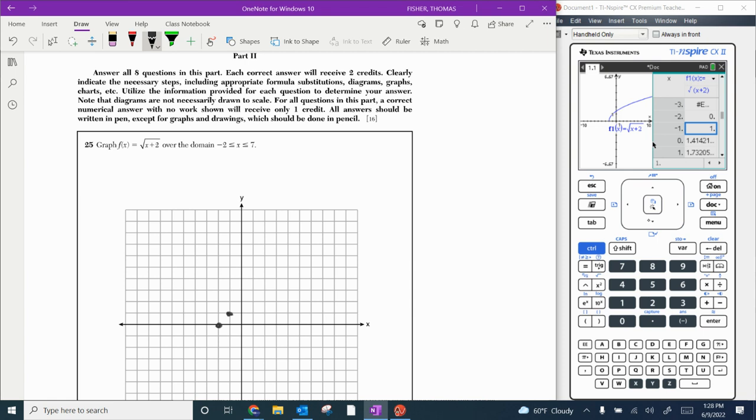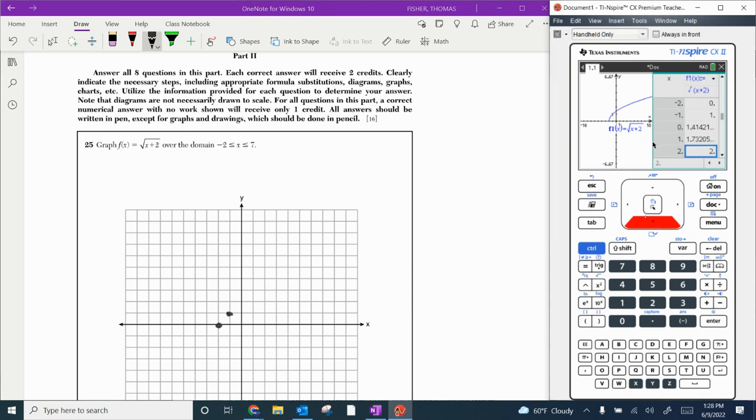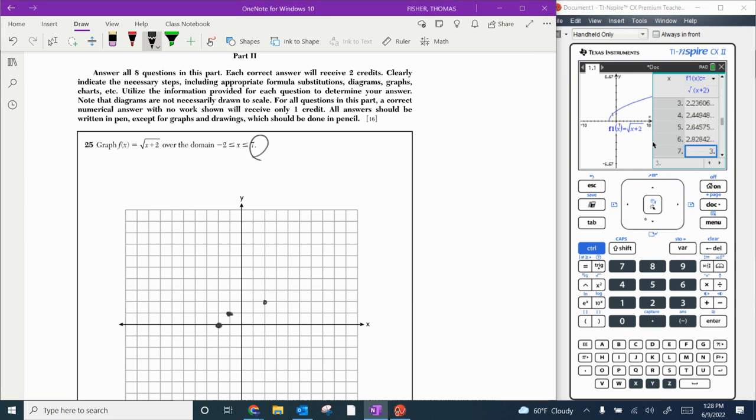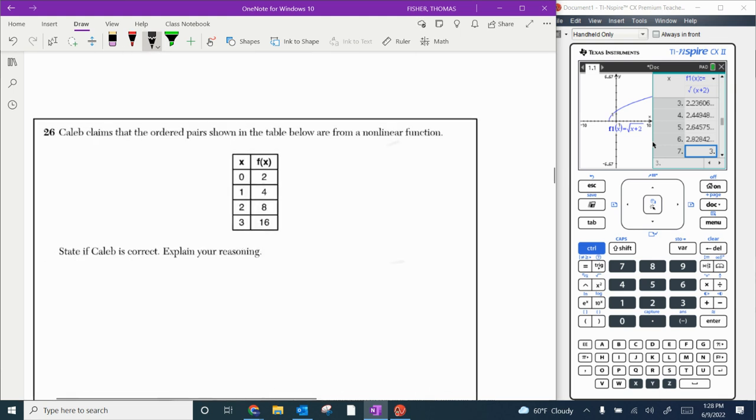I'm going to skip all the decimals. You don't need those. 2 is 2. And 7, the endpoint it wants. 3, 4, 5, 6, 7 is 3. So if we just connect those 3, you don't want an arrow here. It only wants that part of the graph. So we just do between negative 2 and 7, connect it, all that good stuff, and you move on.